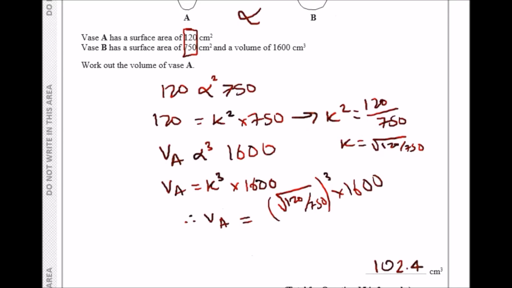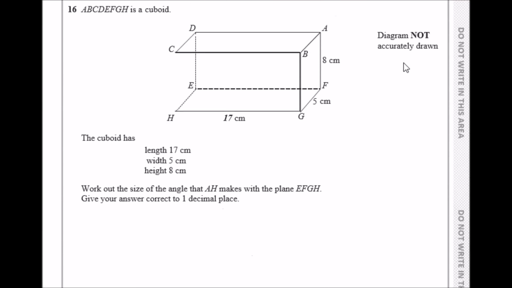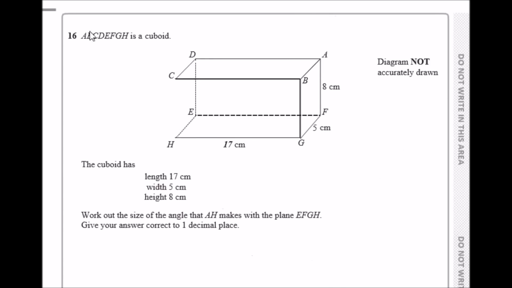All right, moving on now, number 16. So we've got A, B, C, D, E, F, G, H is a cuboid. You can see there's something missing here, isn't there? It looks like it's a broken box. So the cuboid has a length of 17, width of 5, and height of 8. Work out the size of the angle AH makes with the plane EFGH.